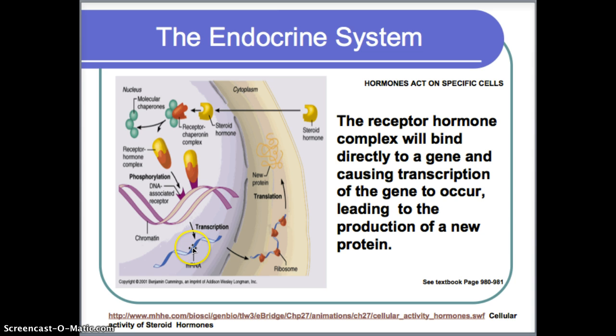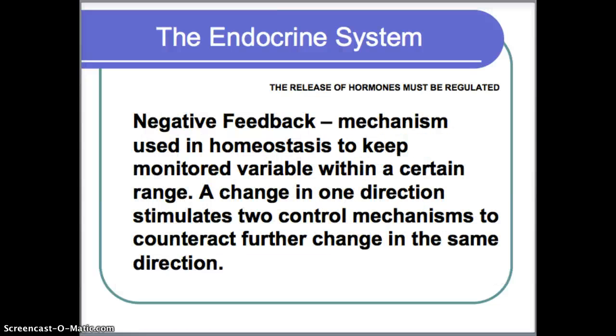This is an activating one, so it activates this gene. The gene goes through transcription. Here's our messenger RNA, traveling to the ribosomes to make our new protein. This protein is now going to be responsible for carrying out that cellular response that we wanted based on the hormone that was released.